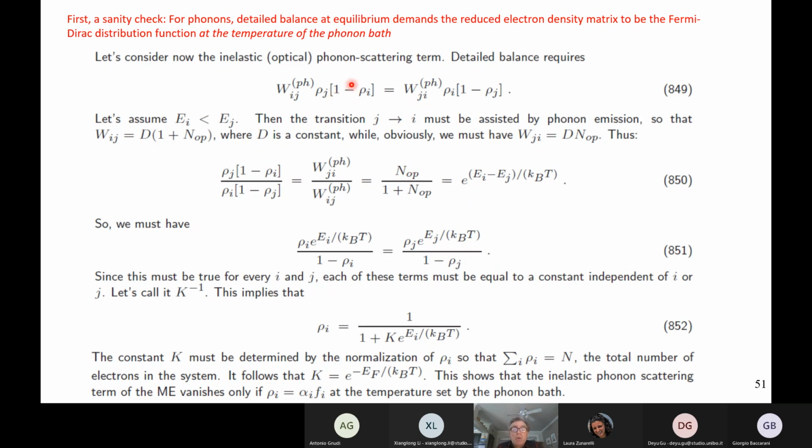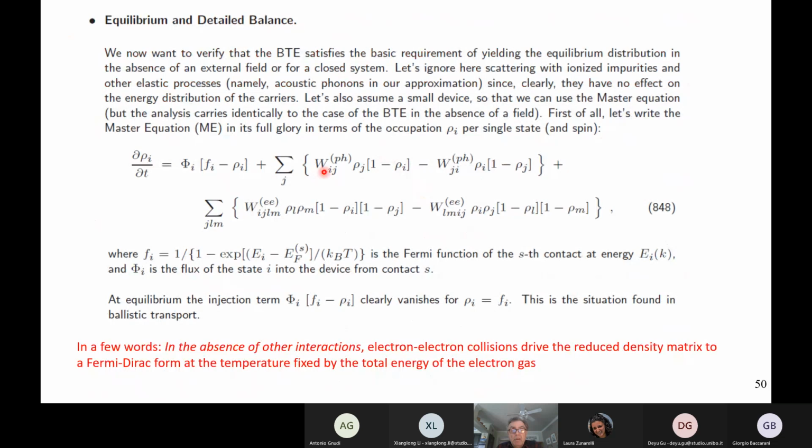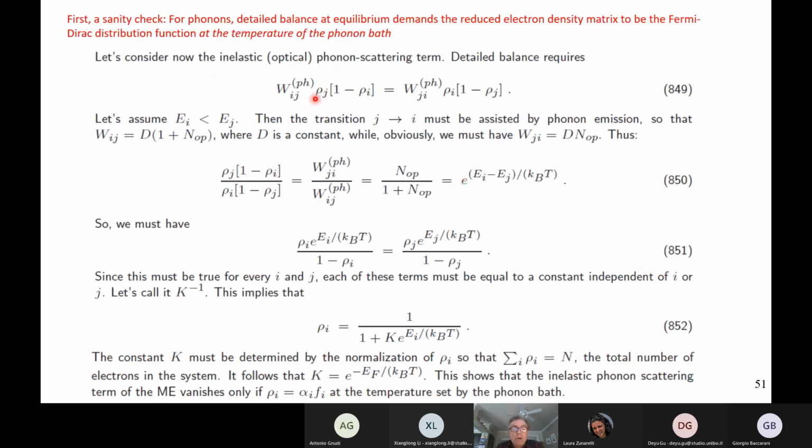The argument is very similar to the original argument that Einstein derived in order to obtain the Einstein coefficient. If I want, by detail balance, this term must be equal to this one. So whatever goes from state I to state J must be equal to whatever goes from state J to state I, which is what comes out. Just for the sake of argument, we can assume that the energy of state I is less than the energy of state J. We have phonon emissions. We know that the emission that I need to go from state J to state I, since I'm making this assumption, will be proportional to 1 plus the number of phonons that I have. Let's consider just optical phonons, dispersionless, so with a fixed occupation number.